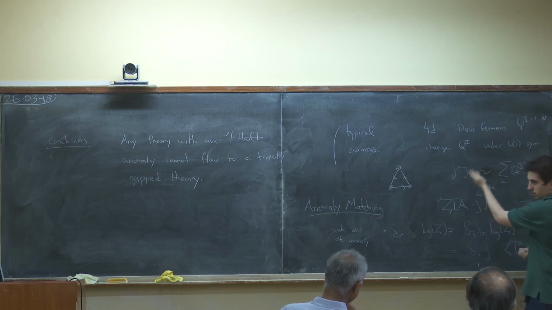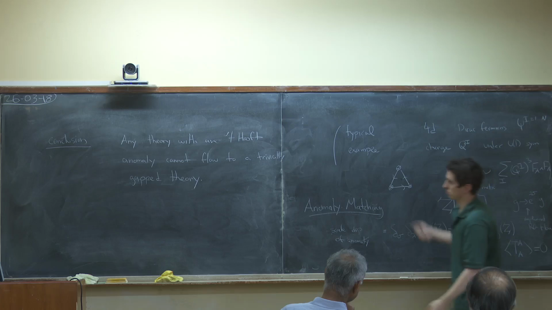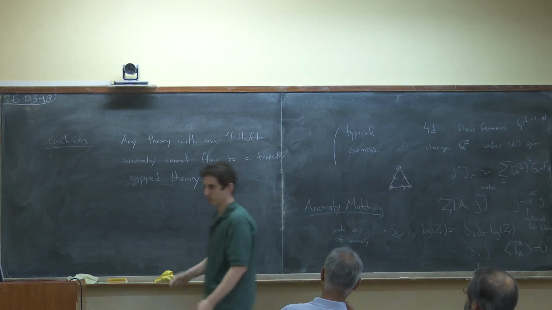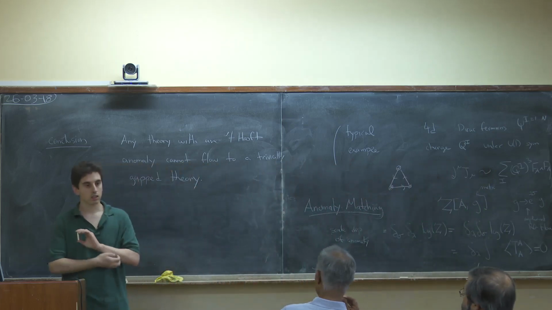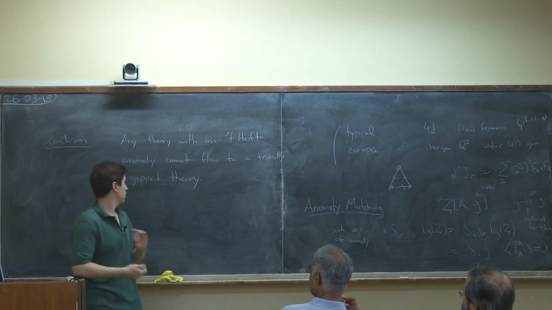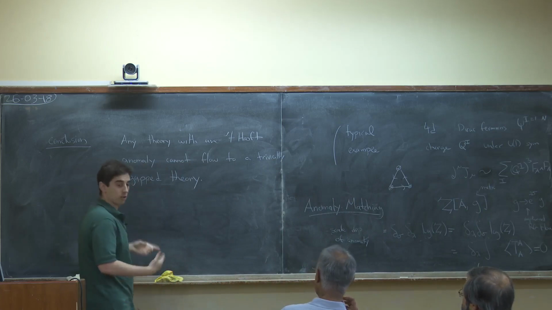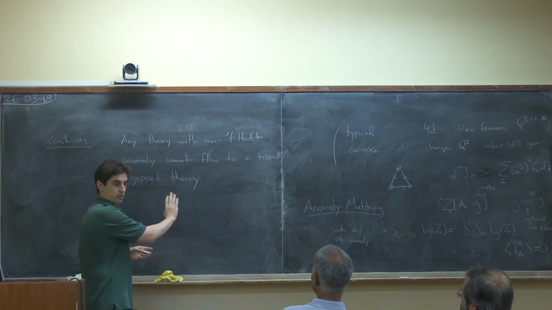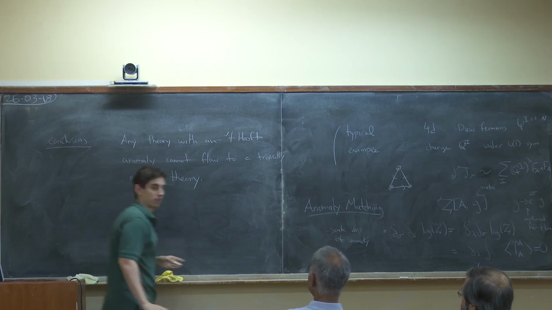You have to actually integrate this anomaly equation, but you get an even stronger conclusion. Sorry, I don't understand this stronger part. It's the same thing. No, so here it cannot be a trivially gapped theory. It could be a TQFT. So far, nothing I've said prohibits it from being gapped.